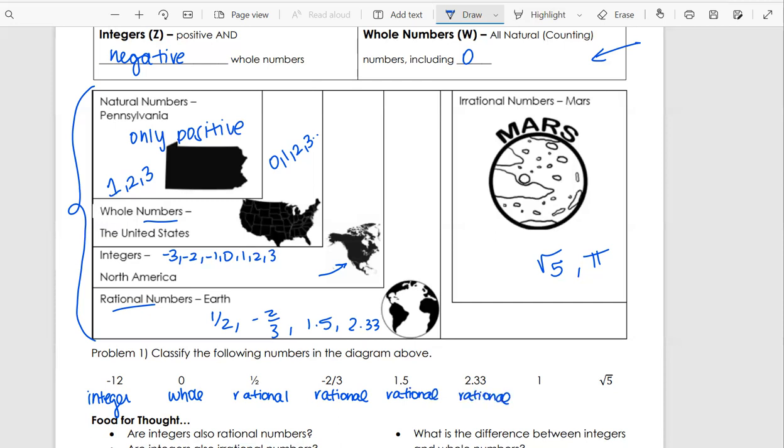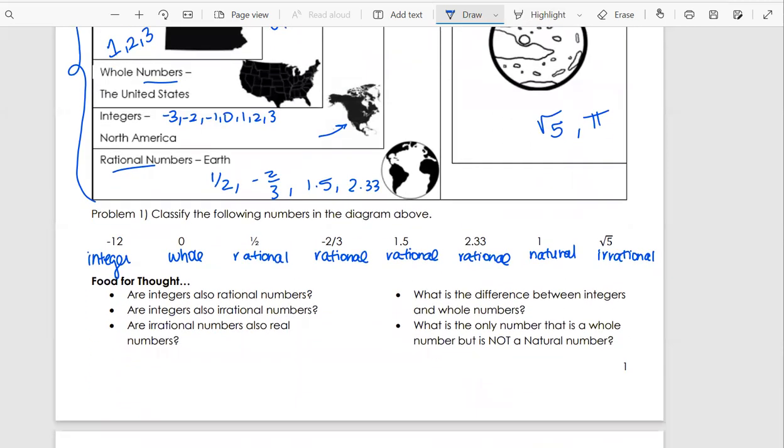A whole number 1, the first place it can go is in natural numbers. It's all of the above, right? 1 is natural, whole, it's an integer and a rational number. But the first place it comes up is natural numbers. And square root of 5, that is an irrational number. Okay, so questions for us just to think about.